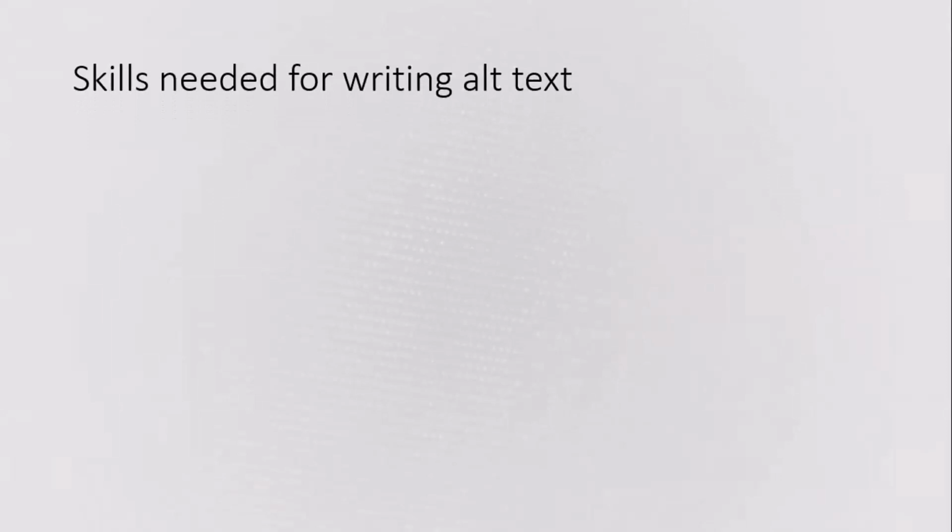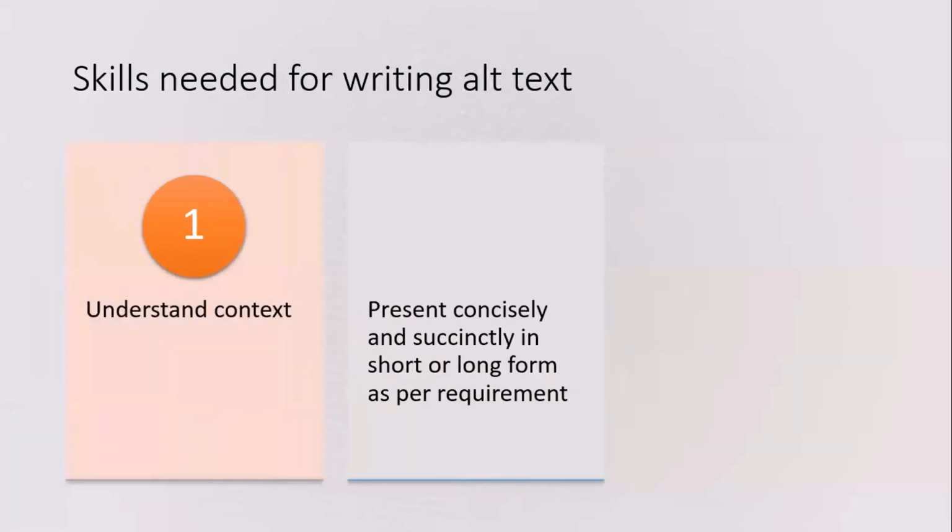So let us look at what the skills required for writing alt text are. You need to understand the context, which is very important. It is better to write alt text in subjects in which you have subject matter expertise, like you have read chemistry, or depending upon your academic background. So you will understand the context better, which is very important to write alt text.